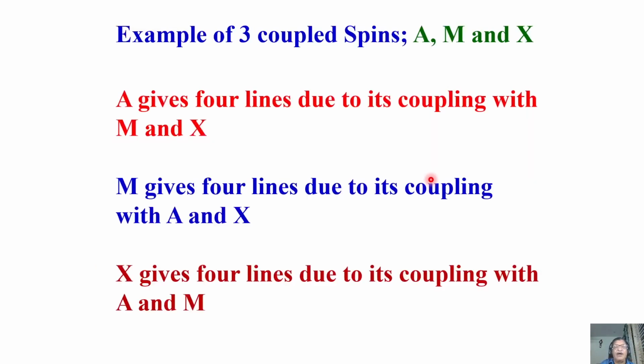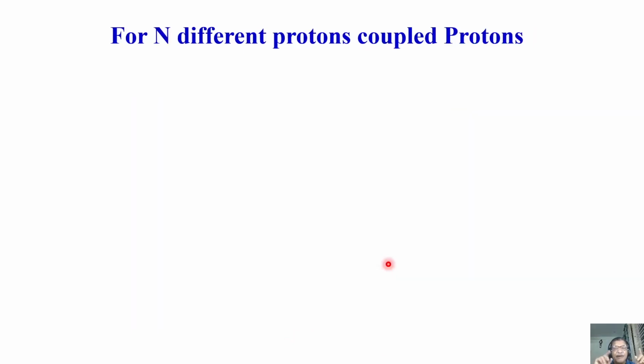Now coming to the logic. When one proton A is coupled to M and X, A gave 4 lines, M gave 4 lines, X gave 4 lines. So totally we got 12 lines. Fantastic. Now we come to a general formula, for n different protons coupled among themselves.